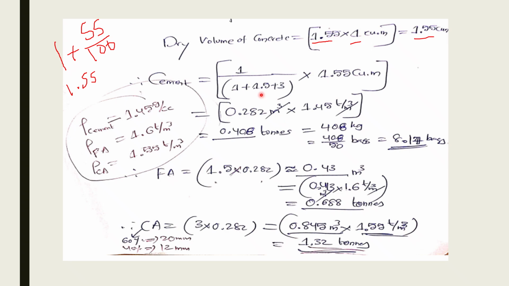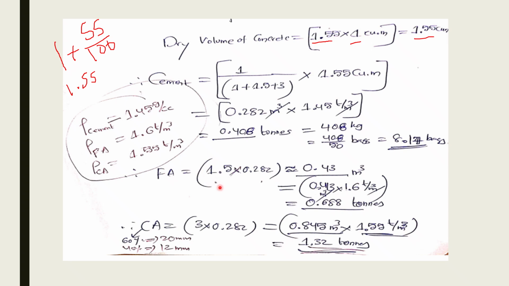Whenever we multiply the volume with the density, this 1.45 ton per meter cube is the density of cement. The density in kg per meter cube, 1440, is the density of cement. Multiply the volume with the density, we get the quantity. How much? 0.408 tons. 1 ton equals how many kgs? 1000 kgs. So 0.408 tons means 408 kgs. So 408 divided by 50, we get the number of bags, 8.17 bags.